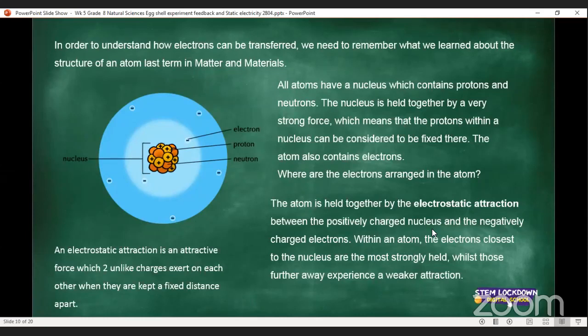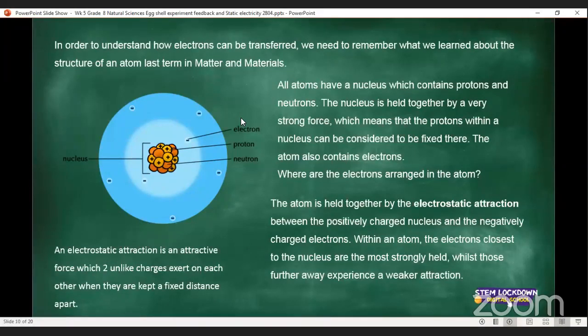The electrons closest to the nucleus are strongly held, while the ones that are further away have a weaker attraction. Now you can see when I put my cursor on the atom, all these electrons at the outer shell are the electrons that can move and cause static electricity because they have a weaker attraction to the nucleus and they move.